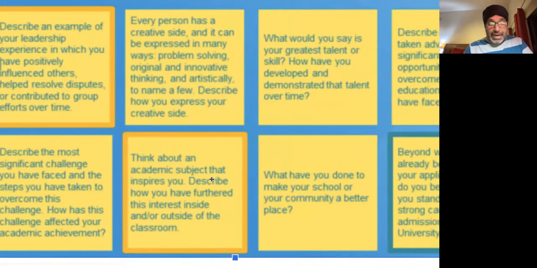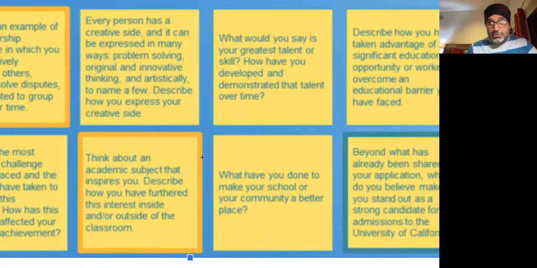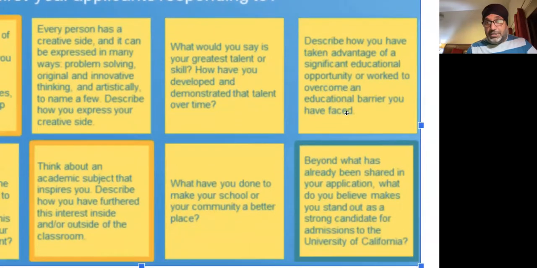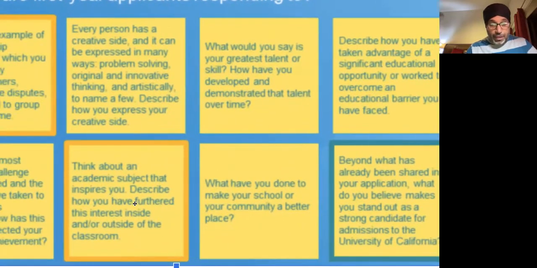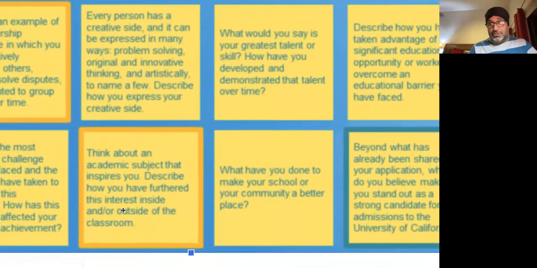Okay. Think of an academic subject, prompt number six: an academic subject that inspires you. Describe how you have furthered that interest inside or outside your class. Now this one, academic interest that inspires you, is actually very similar to taking advantage of an educational opportunity. So if you're going to use some internship and stuff to show educational opportunity, this might be the one which really shows this.